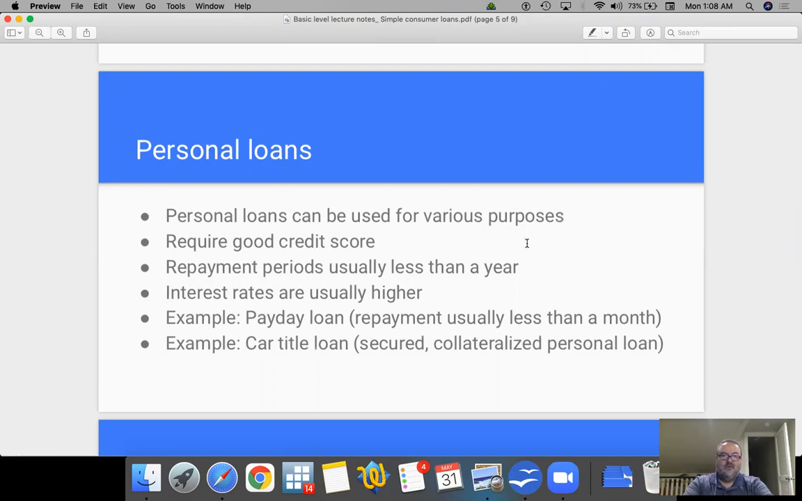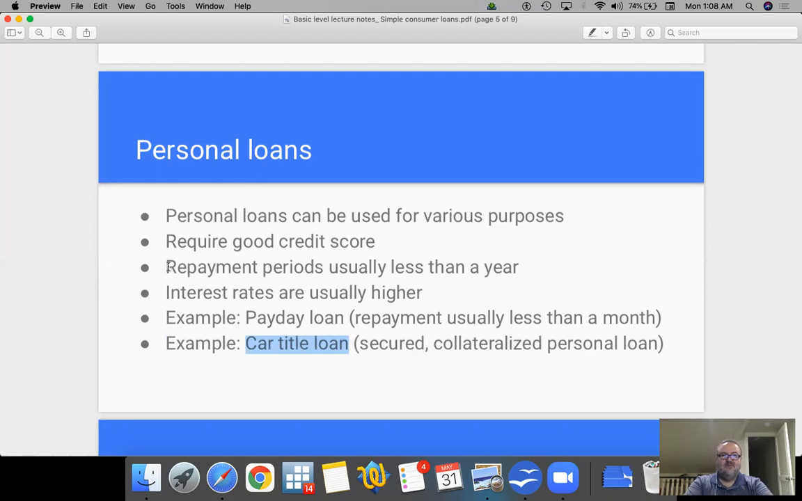You could use, for instance, a car title loan. You could use your car's title, if it is a clean title, if there's no lien on it, to secure the loan. And as you secure the loan, the interest that you pay on the personal loan will actually be lower, simply because securitization will make the loan less risky for the financial institution, and therefore they will charge less.